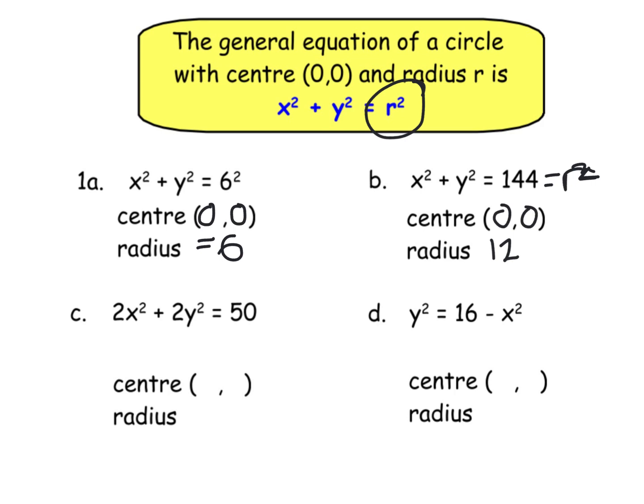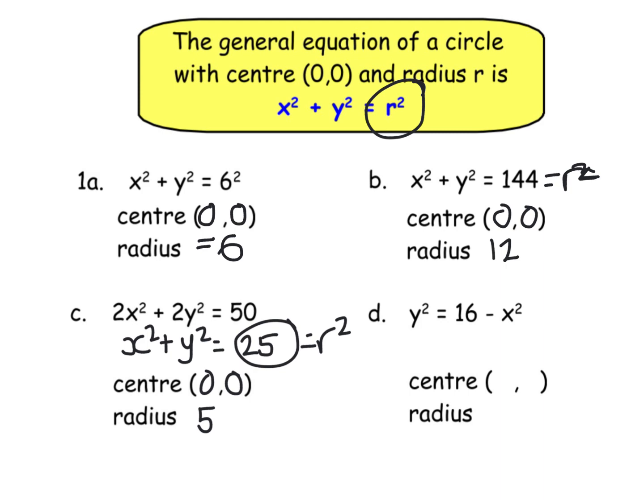This next one doesn't fit the mould, it's not in the right order. Well, it is in the right order, but it's got a 2 in front. The equation must be x squared plus y squared, so what we can do here is halve all of this, and you get x squared plus y squared equals 25. 25 is your r squared, so r would be the square root of that. So we've got a centre 0, 0 and radius 5. That was actually the one I used in slide 1.